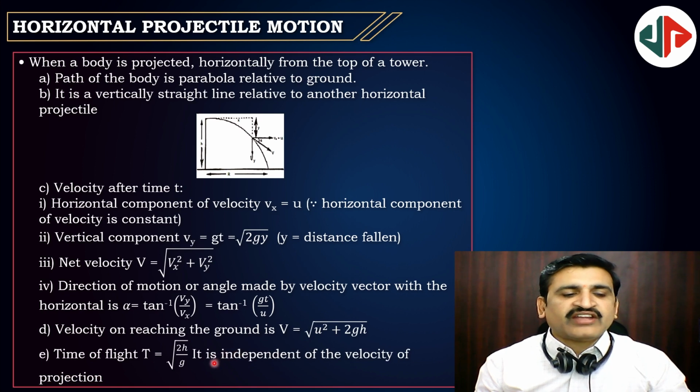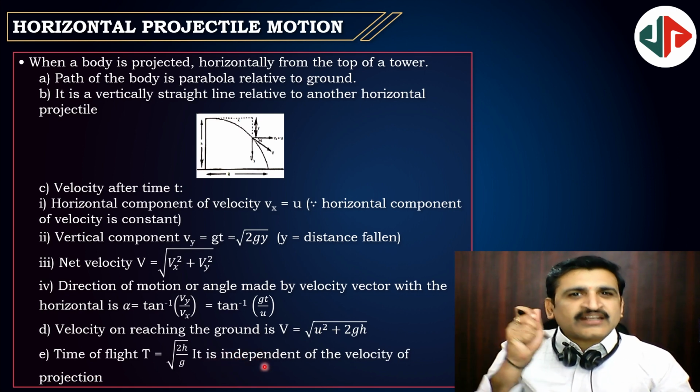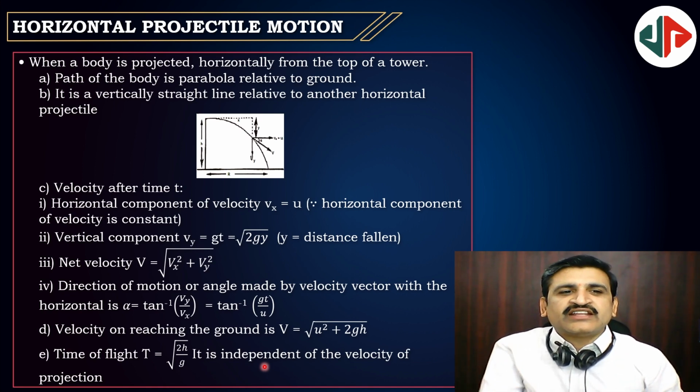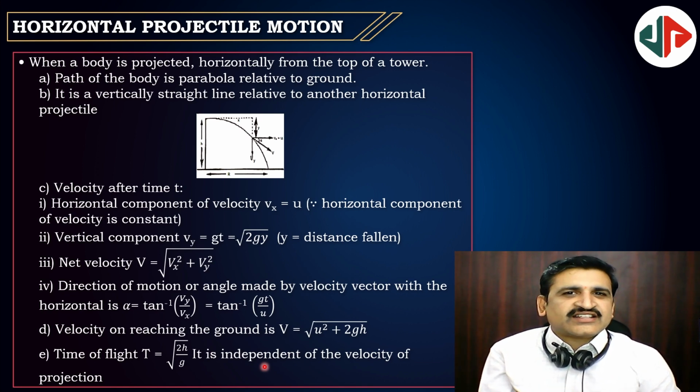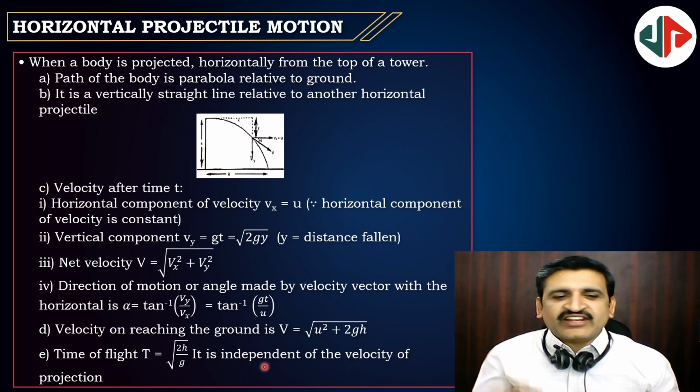Next, time of flight t equals square root of 2h by g. It's like a freely falling body. Horizontal projectile is like a freely falling body. Don't think that horizontal projectile is a different one. It's a freely falling body in case of vertical motion. In case of horizontal motion, constant velocity, uniform motion. In horizontal direction, no acceleration. So that is uniform motion. In vertical direction, it's a freely falling body.